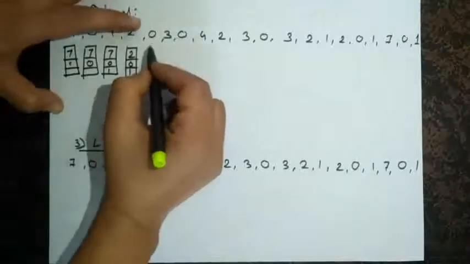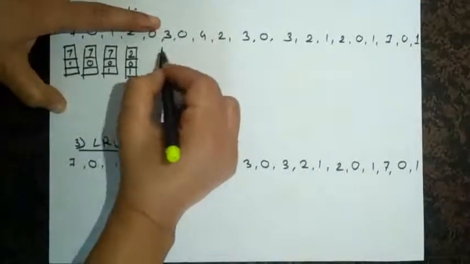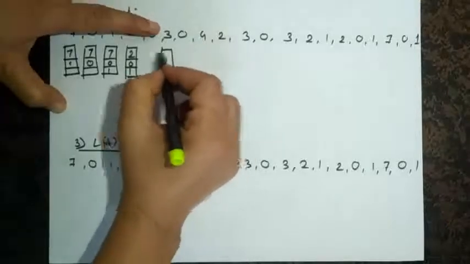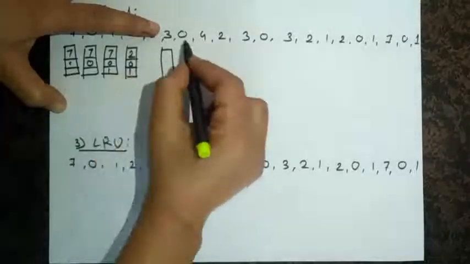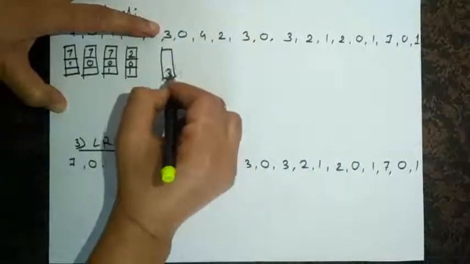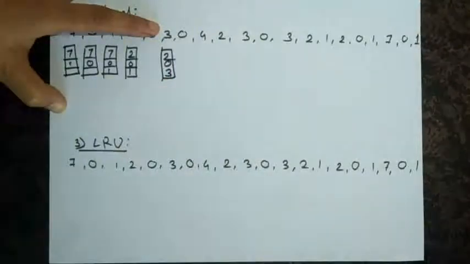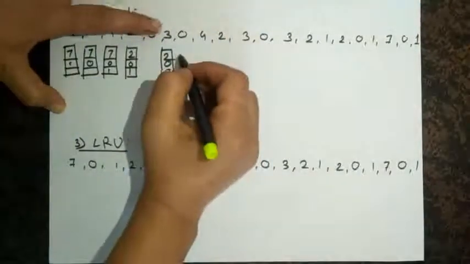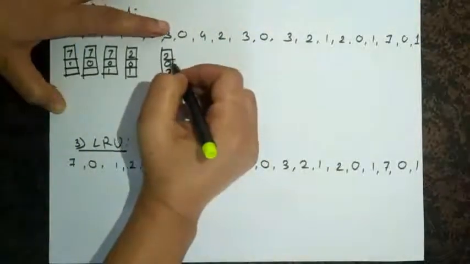Now 0 is requested, which is already there. Now we have to put this 3. We see that out of these 2, 0 and 1, 0 is requested and 1 is requested recently, but 1 is quite far. So I will replace this 1 by 3 over here and the rest of the things as they are. Now we have this 0 as a request over here. So we see that 0 is already there.